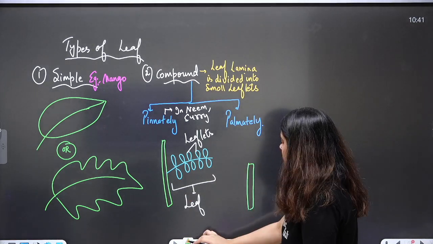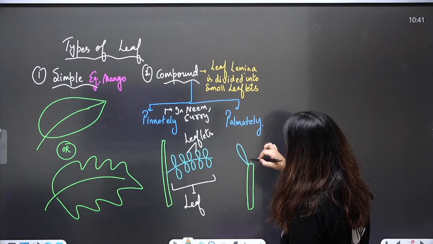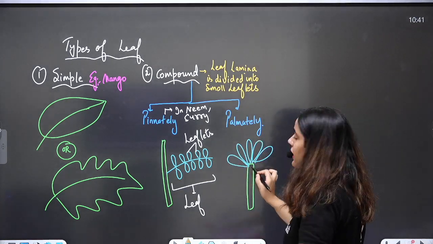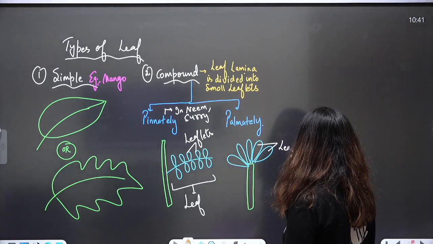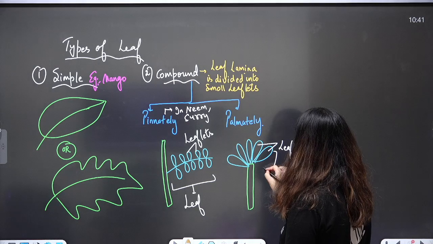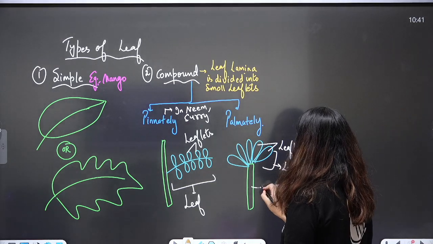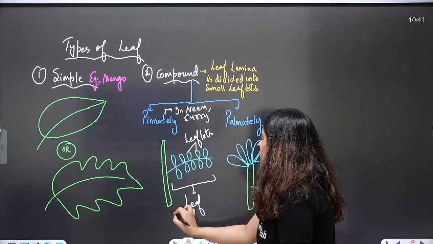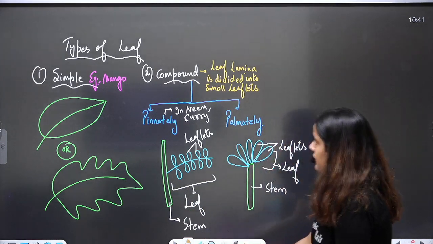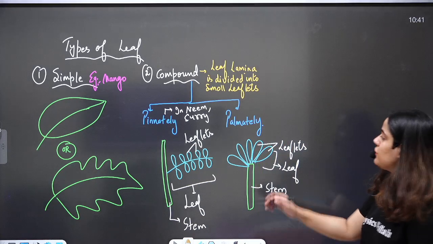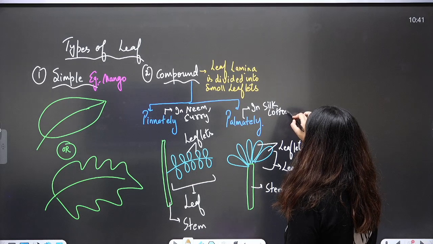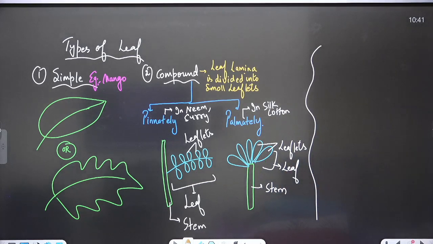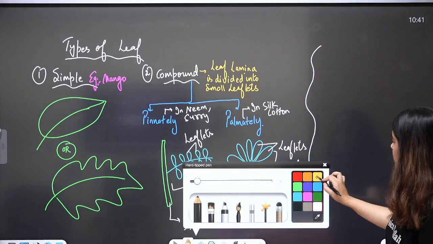Beta, this is stem, and these are leaflets. It looks like a palm. That's why palmately compound leaf. So these are leaflets, and this is the whole leaf. This is stem. This is stem. Right? Palmately compound leaf you can see in silk cotton. So these are the two types of leaf. I hope this is clear to all of you.